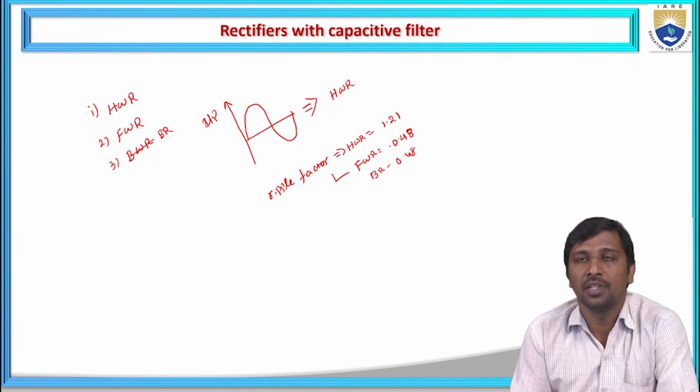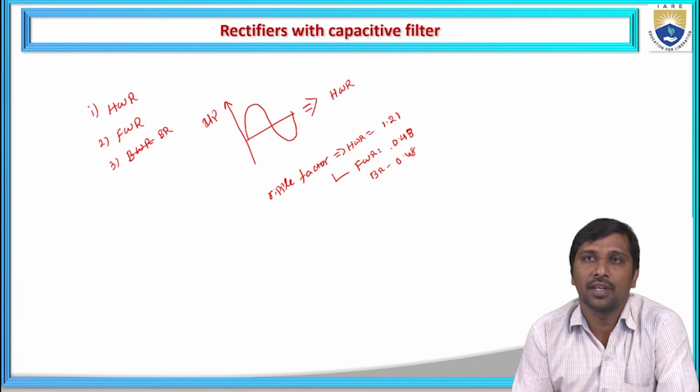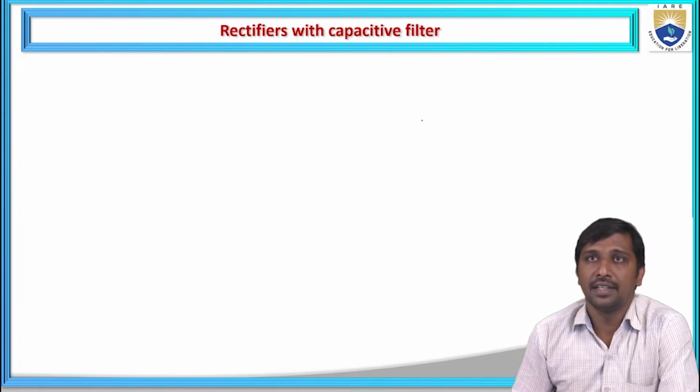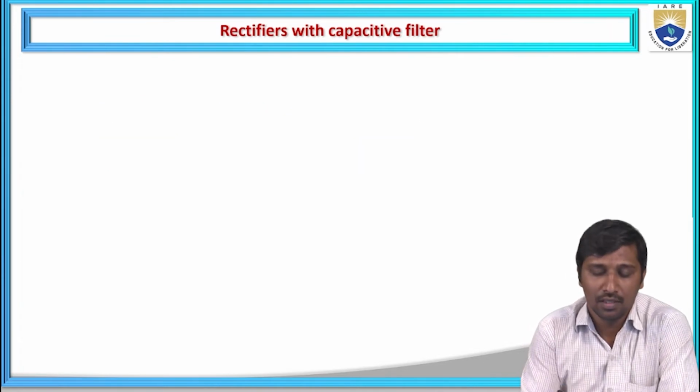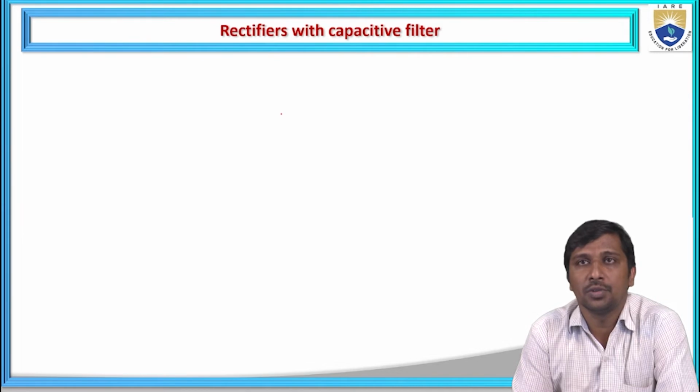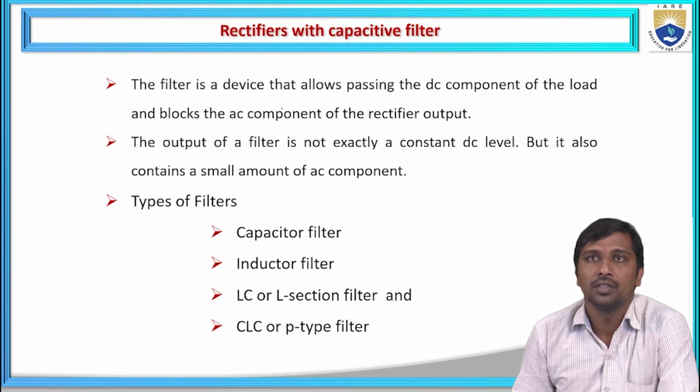Our aim is to reduce all the AC components of the rectifier output, so we need to use filter concepts. The filter is used to remove the unwanted AC components, or the ripples, of a rectifier output. That is the reason we need to use a filter.